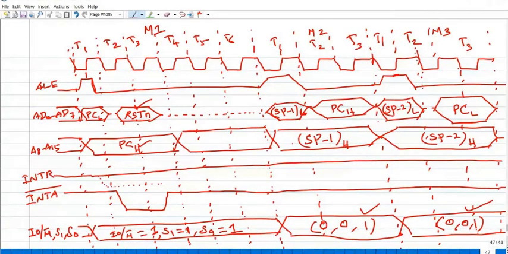Yeah, tell me. Sir, initially you said that you required 6 T states. How many instructions, at minimum, should we remember, sir? Like I already told you, which instructions need 4 T states and which instructions need a minimum of 6 T states for a normal opcode fetch. Do you remember?